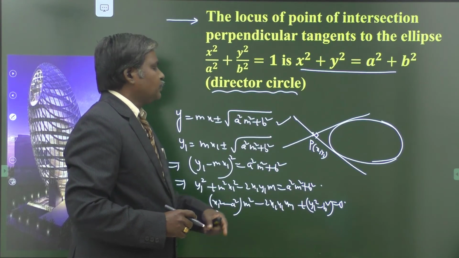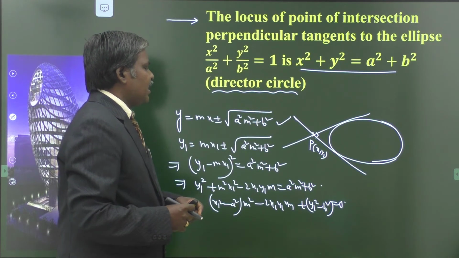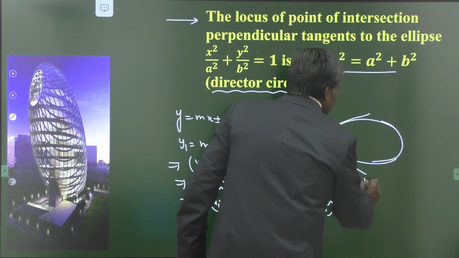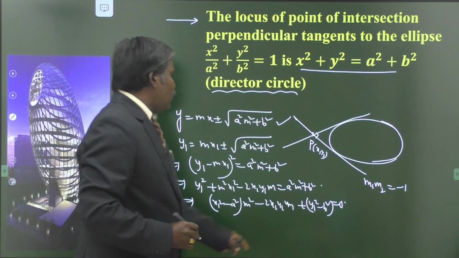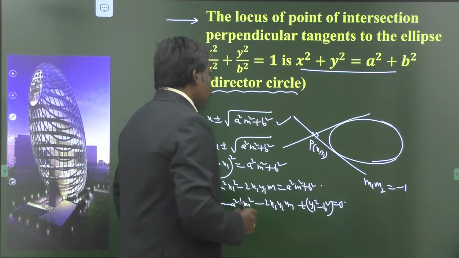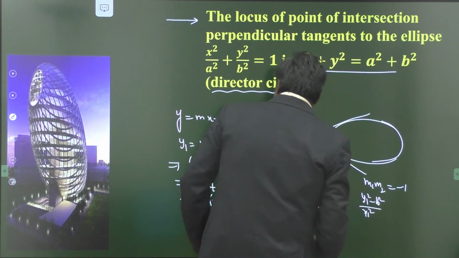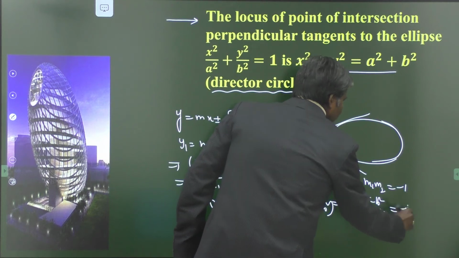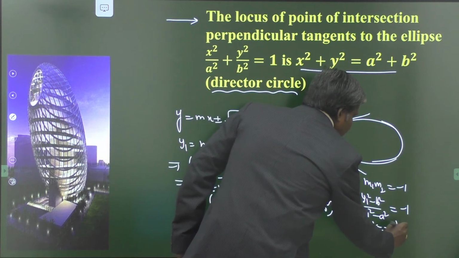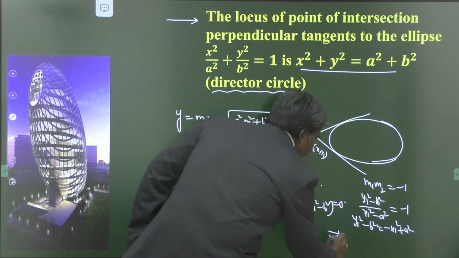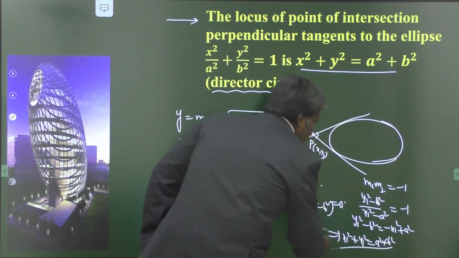Now the slopes are m1, m2. Their product is equal to minus 1 because the angle between the tangents is 90 degrees. Therefore the product of slopes is equal to minus 1. Here m1 m2 equals minus 1. Now the product of slopes is what? C by A. (y1 square minus b square) by (x1 square minus a square) is minus 1. On cross multiplying we get y1 square minus b square equals minus x1 square plus a square, or we have x1 square plus y1 square equals what? a square plus b square.